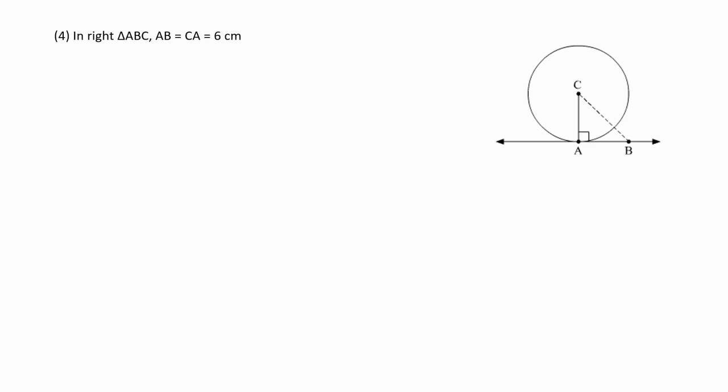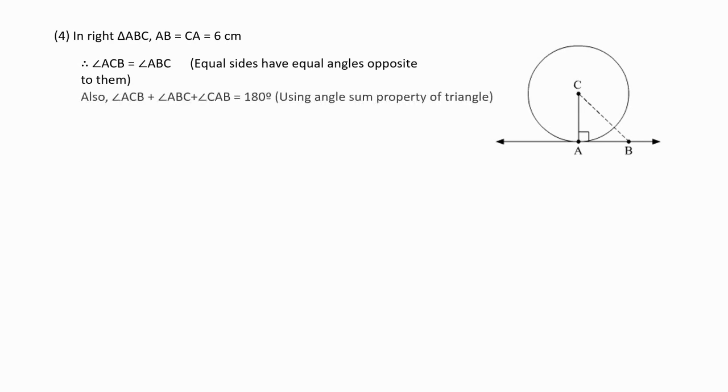Next, in right angle triangle ABC, AB is equal to CA is equal to 6 centimeters. Therefore, angle ACB is equal to angle ABC, as equal sides have equal angles opposite to them. Also, angle ACB plus angle ABC plus angle CAB is equal to 180 degrees by using the angle sum property of a triangle.